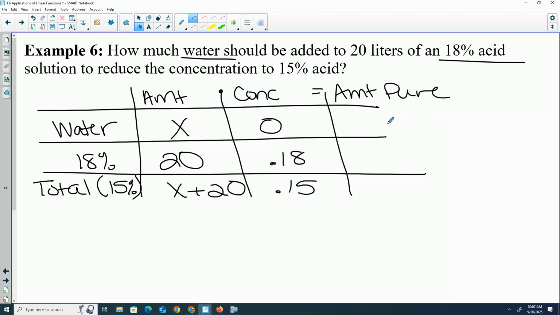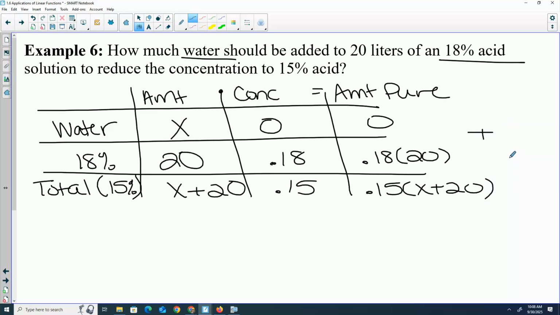So we multiply x times 0, 0.18 times the 20, 0.15 times the x plus 20. How do we write the equation? 0 plus 20 times 0.18 equals 0.15 times x plus 20. Perfect.